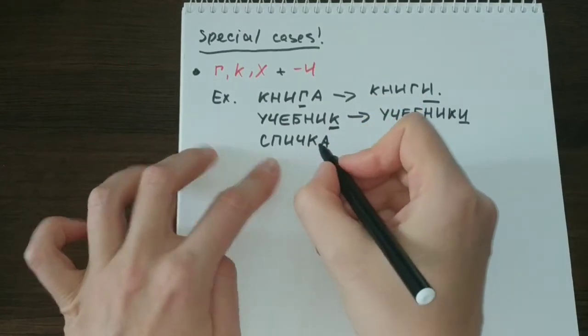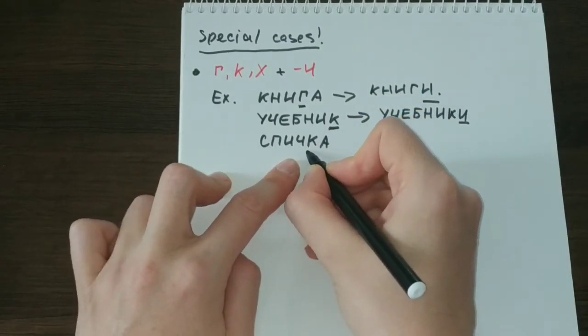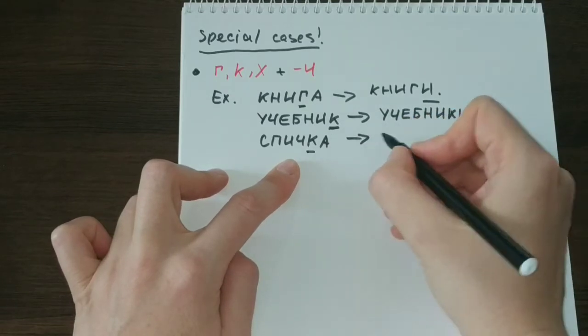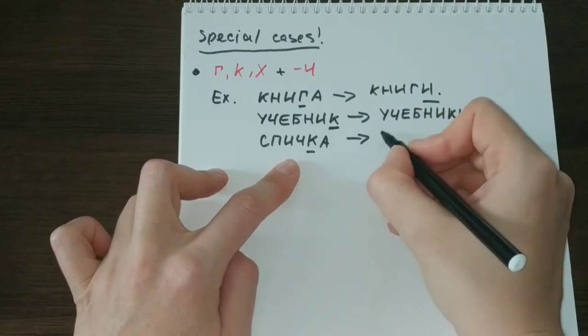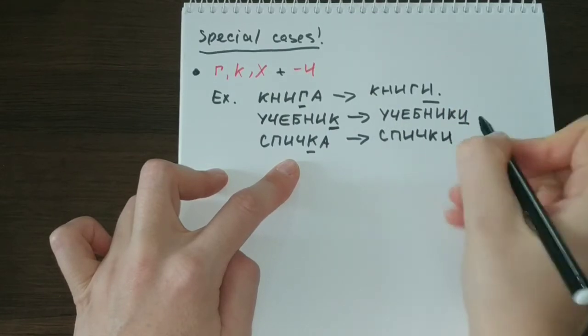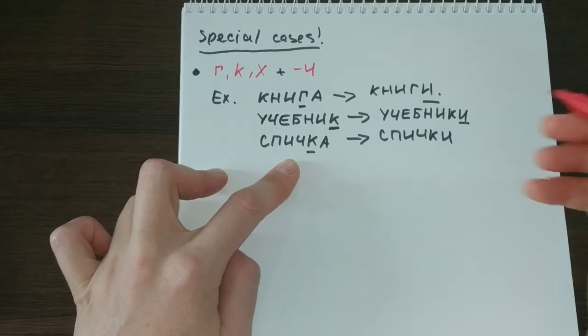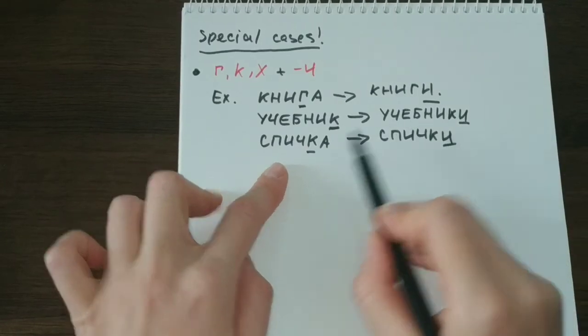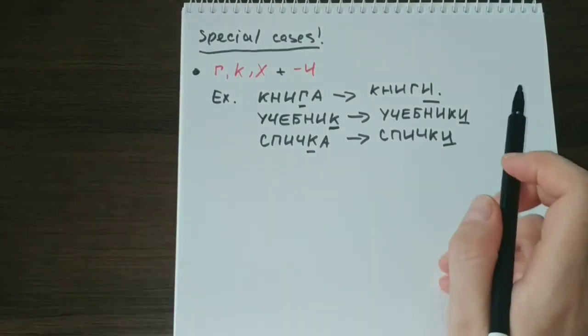Next example for you will be this one, спичка. So here we see that the last consonant is к. It is followed by а, so the plural form will be made by changing this а ending into и. Спички. So спичка means match. It is a noun of a feminine gender. So match, matches. Спичка, спички.